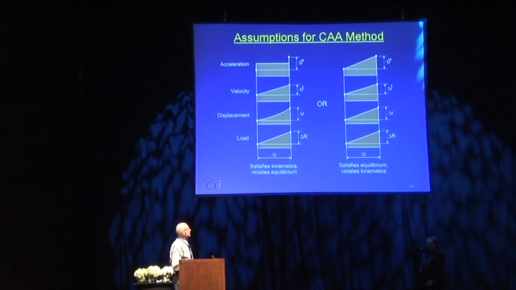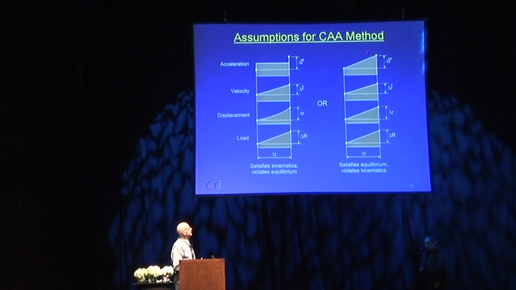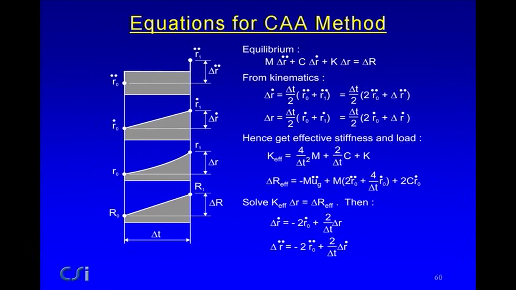There's another way in which you can look at that, which says, let's assume everything varies linearly. Then at the mid-step, you do indeed satisfy equilibrium, but now the integral of this is not this, and the integral of that is not that, so you're violating kinematics. But what the heck, it's approximate anyway. And they both give exactly the same equation. It's a very simple equation. The CAA method is one of the simplest methods and is really, I think, the most effective method. There's dozens of other methods, but this is the one which seems to work the best. Those are the equations. You can look at them later if you want to.